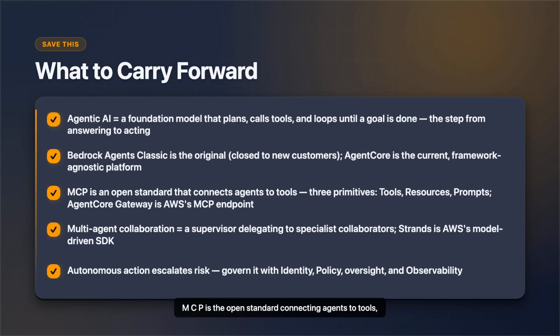MCP is the open standard connecting agents to tools with three primitives, tools, resources, and prompts, and Gateway is Amazon Web Services MCP endpoint. Multi-agent collaboration is a supervisor delegating to specialist collaborators, and Strands is Amazon Web Services model-driven kit. If you remember nothing else, remember these two. The definition of agentic AI, and that autonomous action escalates risk, which you govern with identity, policy, oversight, and observability.